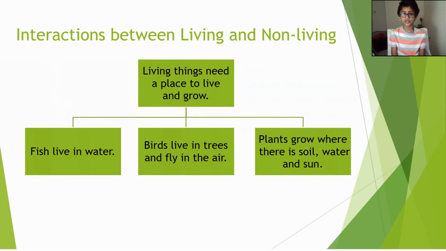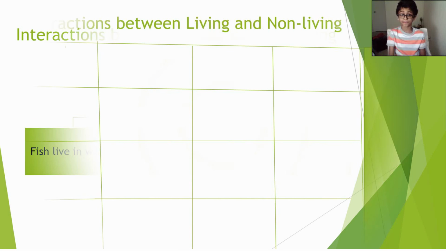Now let's go on to interactions between living and non-living things. Here is just a little introduction. Living things need a place to grow, so here are a few interactions, 3 interactions. Like fish live in water, this is a fish to water interaction. Birds live in trees and fly in the air. This is a bird to general trees and air interaction. And plants grow where there's soil, water, and sun. This is a soil, water, and sun interaction.